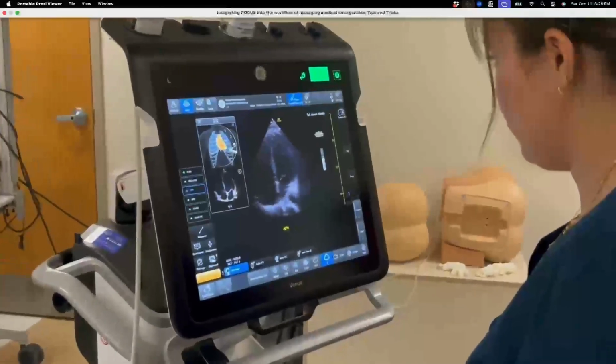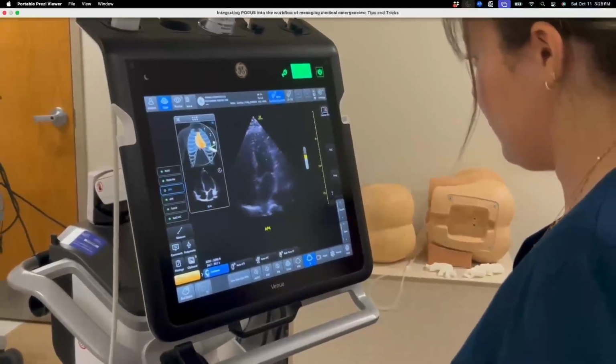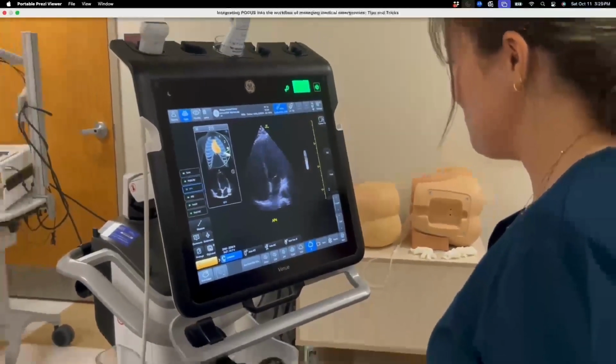So this is a medical student obtaining an image during the workshop, and she was able to get a 99%.